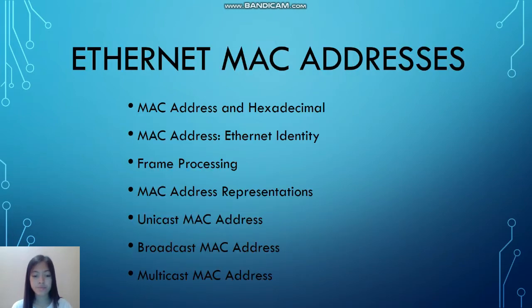Then, Ethernet MAC address. It includes MAC address and hexadecimal, MAC address and Ethernet identity, frame processing, MAC address representations, unicast MAC address, broadcast MAC address, and multicast MAC address. So first is MAC address. An Ethernet MAC address is a 48-bit binary value expressed as 12 hexadecimal digits, or 4 bits per hexadecimal digit.